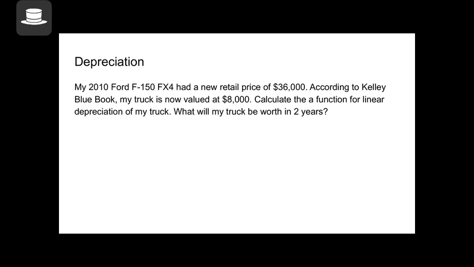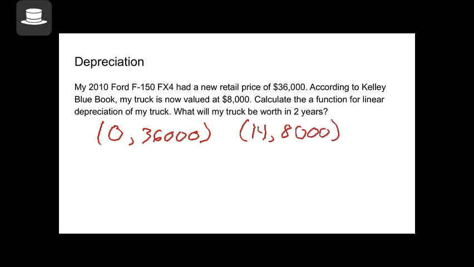Okay, so a decision has to be made on what we want to let X be. Since the truck was new in 2010, I'm just going to use X as 0 for the year 2010. You could say X is 10, or you could plug in 2010. That's fine, it doesn't matter on your overall outcome, so pay attention to what the problem is asking you to do with the X value. So in year 0, or year 2010, the truck was $36,000, and in year 14, 2024, the truck is $8,000. I can now calculate the slope of that line.